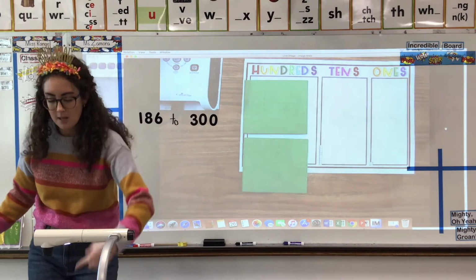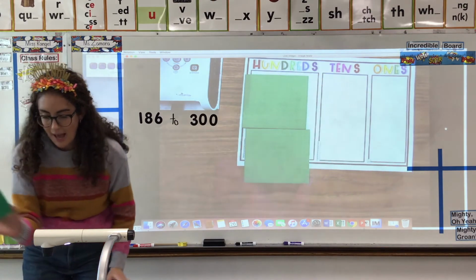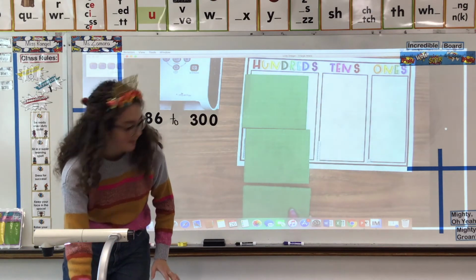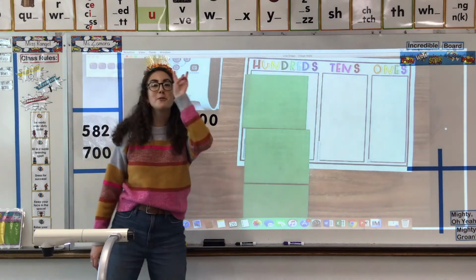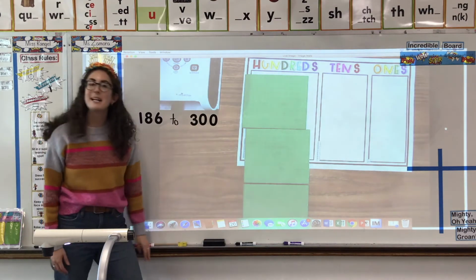So we can keep counting by hundreds. So second grade, can we say 200? Awesome. Add 100, what will we get? 300. Ding, ding, ding. That's our goal. 300.